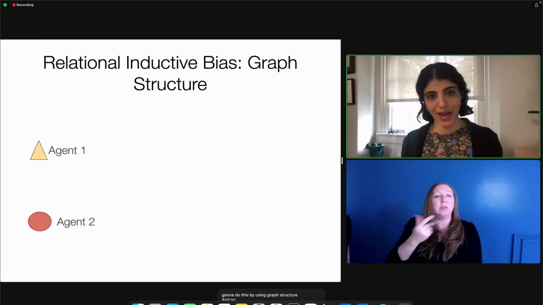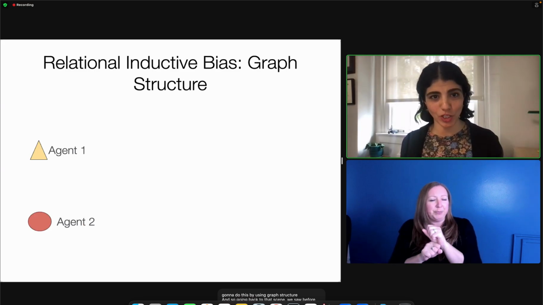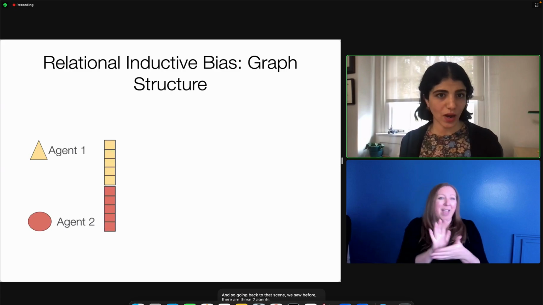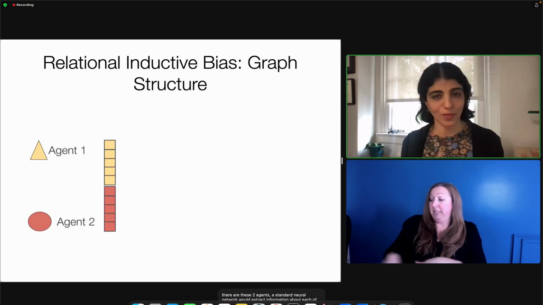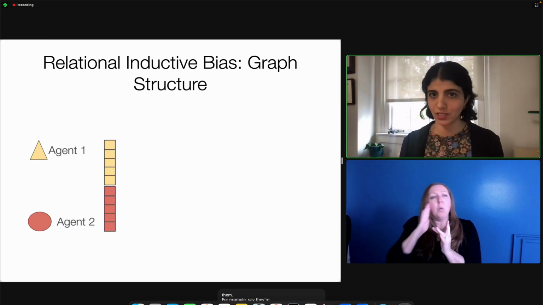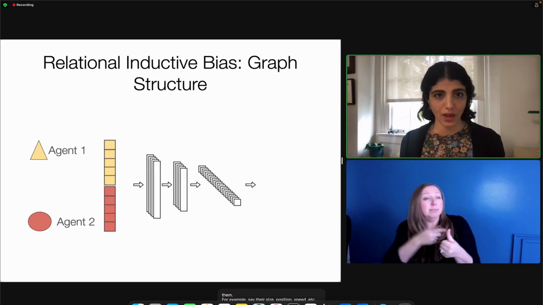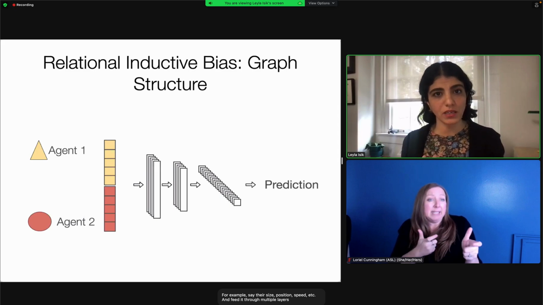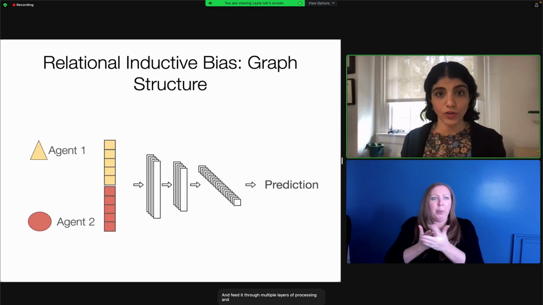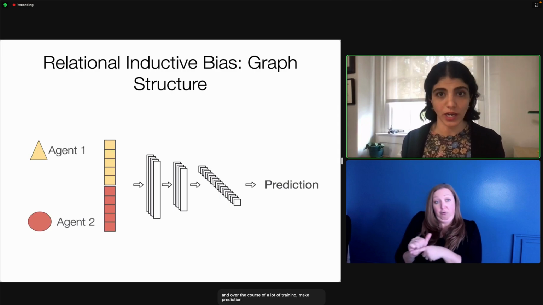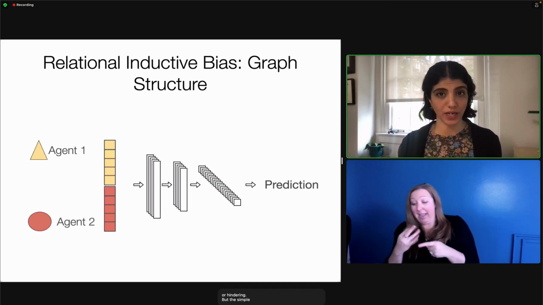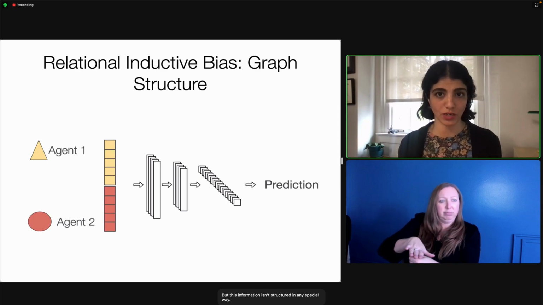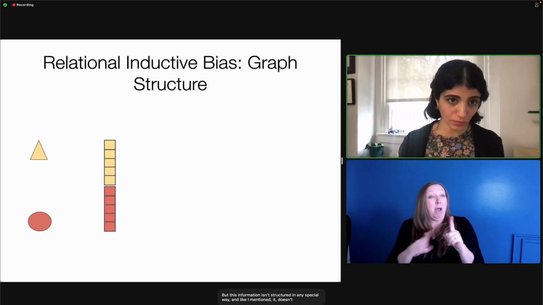And so going back to that scene we saw before, there are these two agents. A standard neural network would extract information about each of them, for example, say their size, position, speed, etc., and feed it through multiple layers of processing, and over the course of a lot of training, make a prediction about whether you're watching helping or hindering. But this information isn't structured in any special way, and like I mentioned, it doesn't work very well.